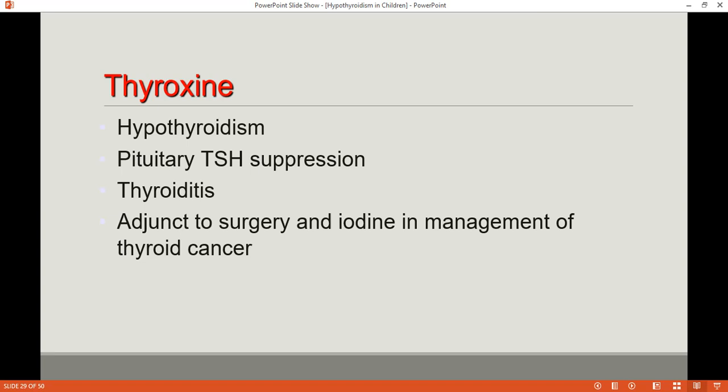Thyroxine is indicated in hypothyroidism. As I said, it is used for pituitary TSH suppression, in central hypothyroidism and autoimmune thyroiditis, and it may be used as adjunct therapy to surgery and iodine in the management of thyroid cancer.